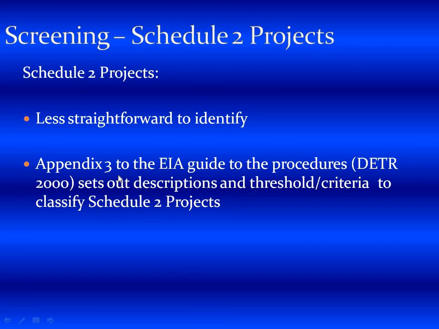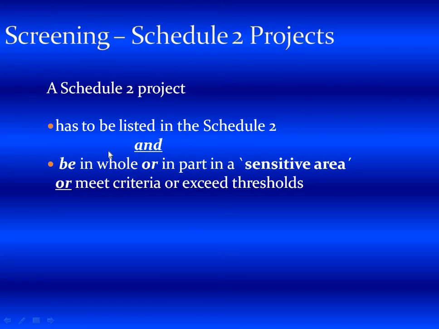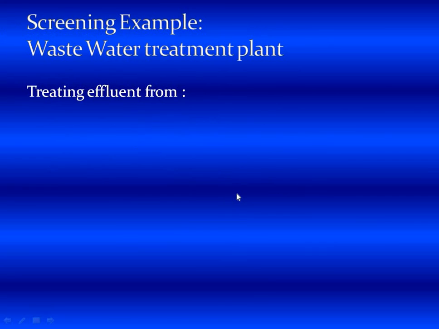Schedule 2 projects are less straightforward to identify, and Appendix 3 of the EIA guide to procedures sets the description of threshold criteria for that. A Schedule 2 project has to be listed in Schedule 2, and be the whole or a part of a sensitive area. In that case, because the area is sensitive, you have to do it even if it's not listed in Schedule 2, or if it meets criteria exceeding the threshold. If the threshold is too high, then also you have to do it. All three you see: sensitive area, what is listed in the schedule, or increasing the threshold limits for impacts or basic assessment, then you have to do it.